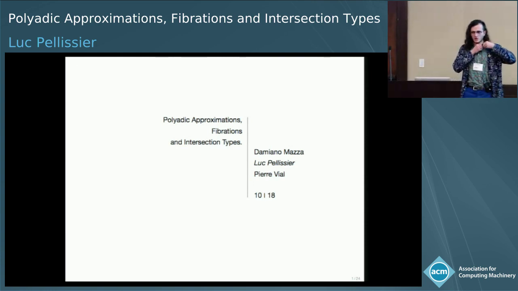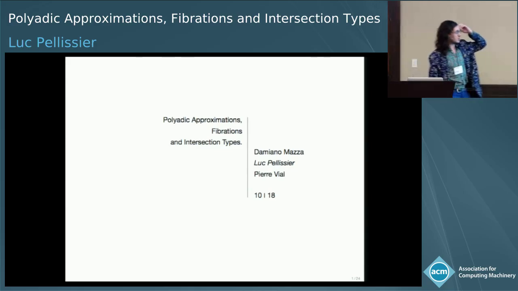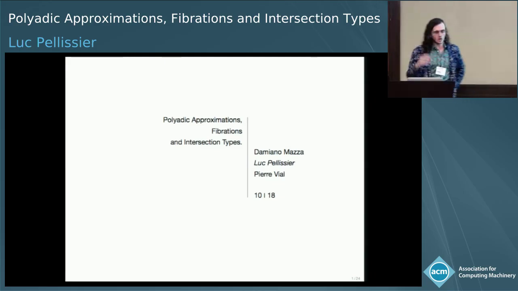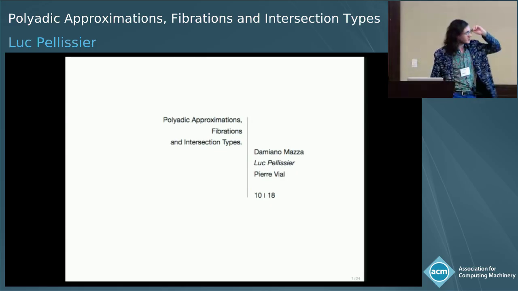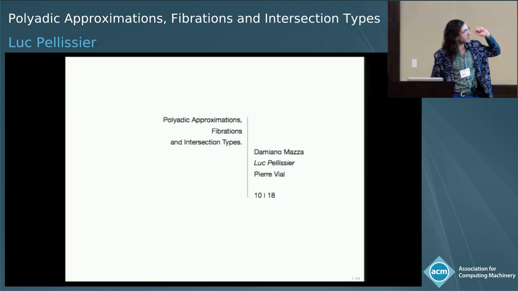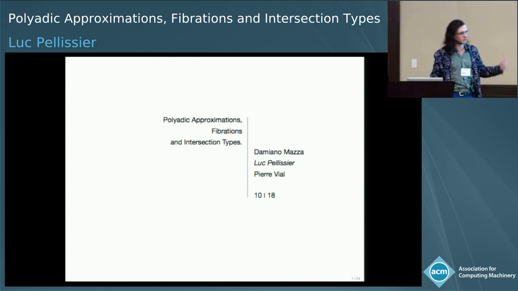Okay. So this work is about intersection types, but seen from the perspective of linear types. And actually, we carried out this work with Damiano Mazza and Pierre Vial. And as we will show, we can view intersection types as some special simple types, but that are not given to a term, but to a linear approximation of the term.